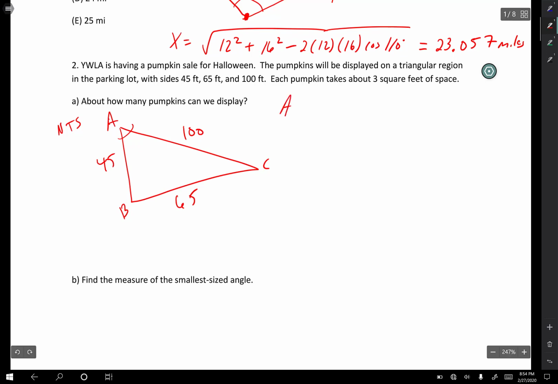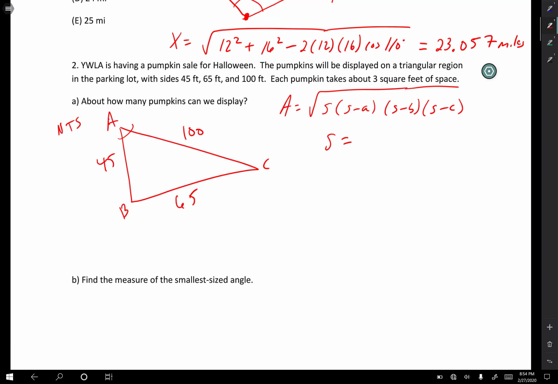Hero's formula is this, guys. It's the square root of S times S minus A times S minus B times S minus C, where S is called a semi-perimeter, which just means half of the perimeter. So half of 45 plus 65 plus 100. So let's see what that is. Where's my calculator? All right, so 100 plus 65 plus 45, that's 210, and then half of 210 is 105.